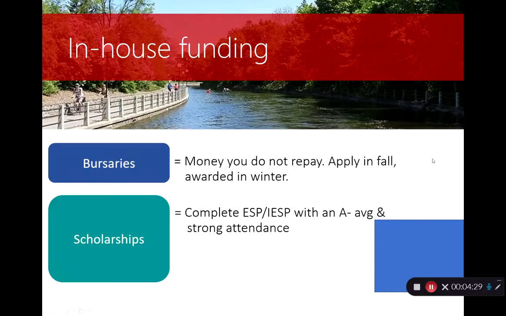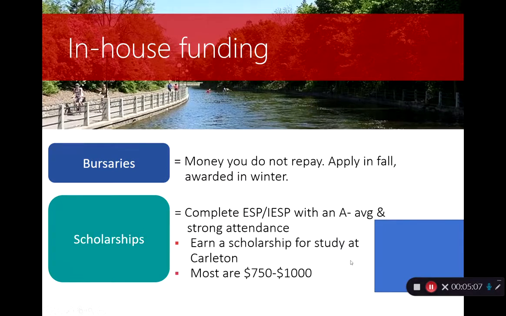Scholarships are also available to students in ESP. Over the course of your ESP year, if you have strong grades and strong attendance, you can earn a scholarship towards your next year of study once you enter that degree program. Our scholarships range anywhere from $600 all the way up to the top scholarship of $3,000. If you complete our program with that A- average, which is 80% at Carleton, and strong attendance, you will automatically receive a scholarship that's applied to your next year of study at Carleton. Most are in that range between $750 to $1,000. That's the majority of scholarships.